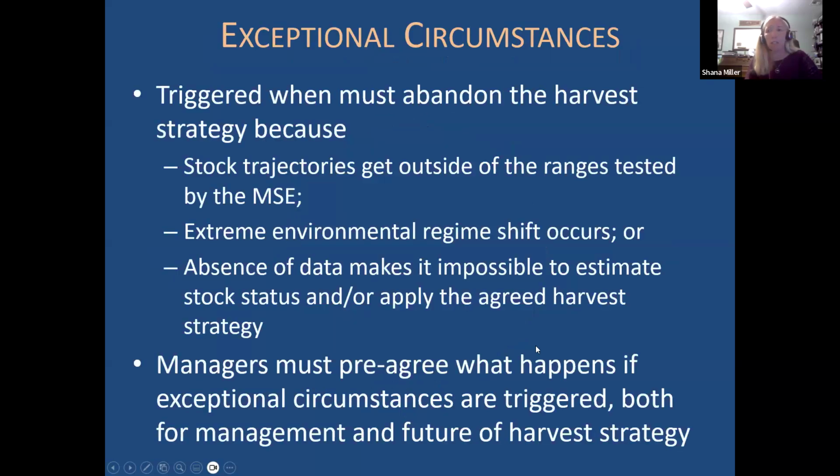There are also exceptional circumstances that are set in harvest strategies. An exceptional circumstance is a rare or unforeseen event that perhaps was not tested within the MSE that you did, or maybe one of your key data inputs is missing. And so that would be an exceptional circumstance.